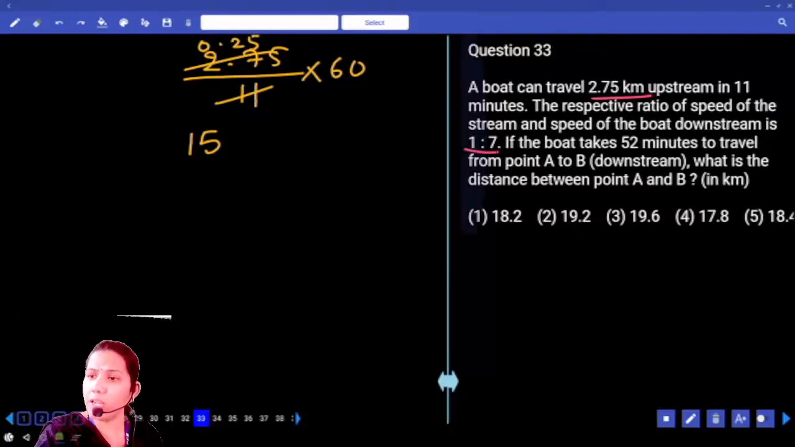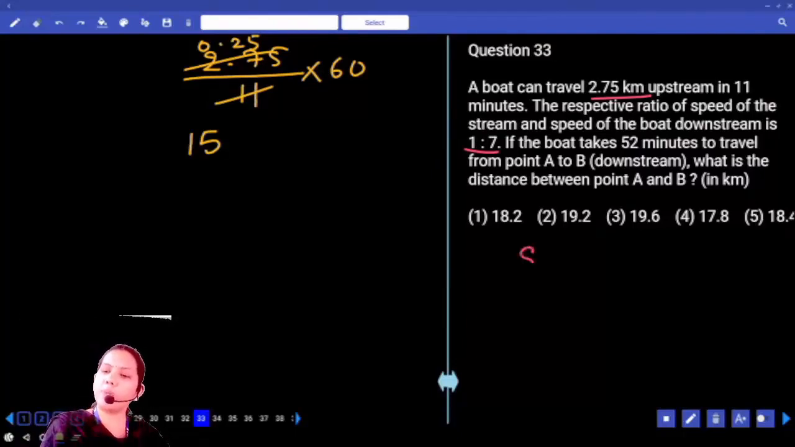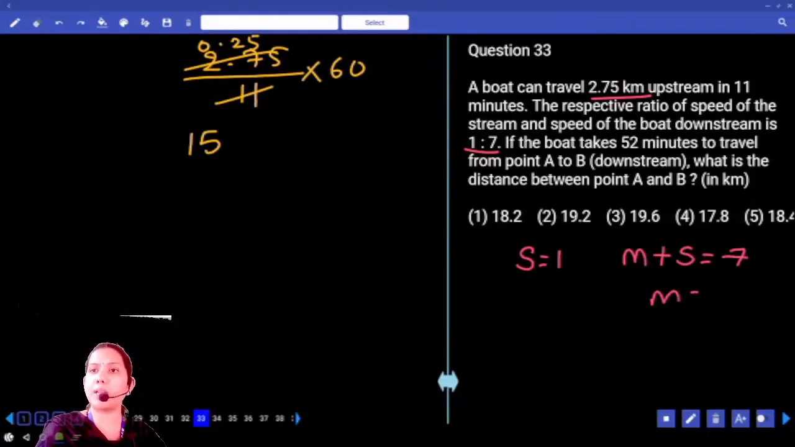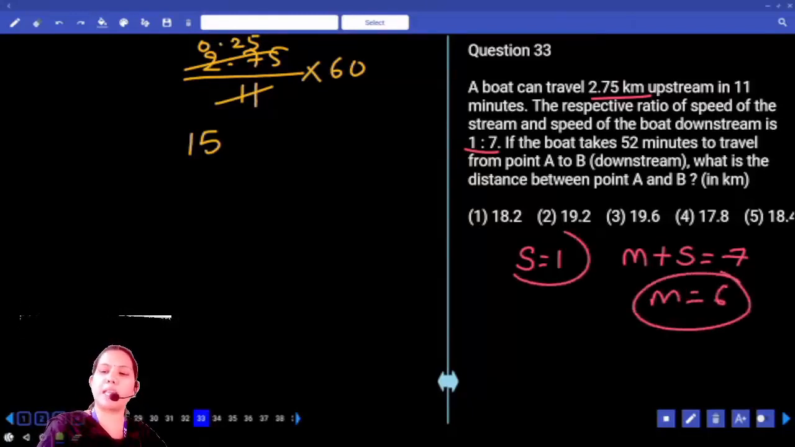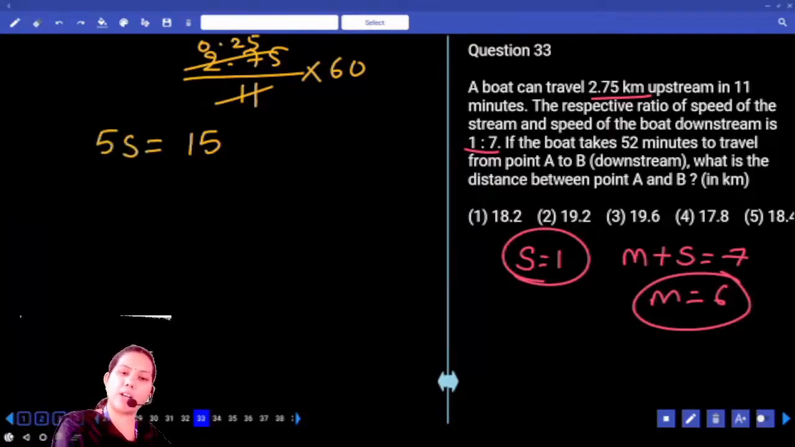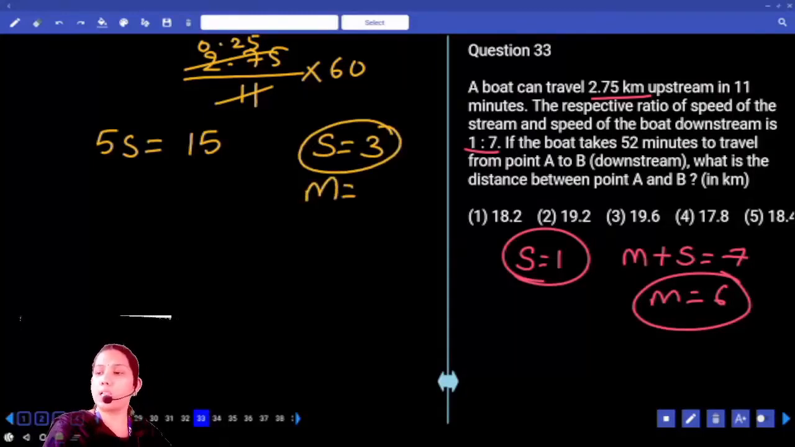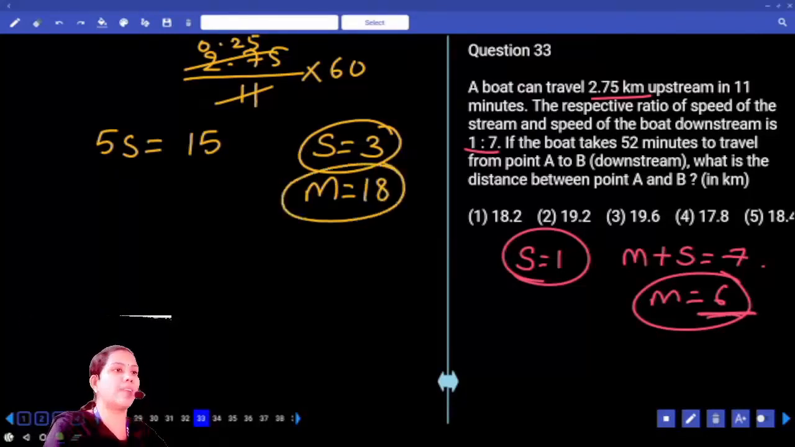And what is 1:7? It is the speed of the stream and the boat downstream. If the stream is one part and the boat in downstream, m plus s, is 7 parts, then m is 6 parts and s is 1 part. Then upstream is 5 parts. So 5s is equal to 15, finally we conclude s is equal to 3. If s is 3, m is 6 parts, so 6 threes are 18. So s is equal to 3 and m is equal to 18.